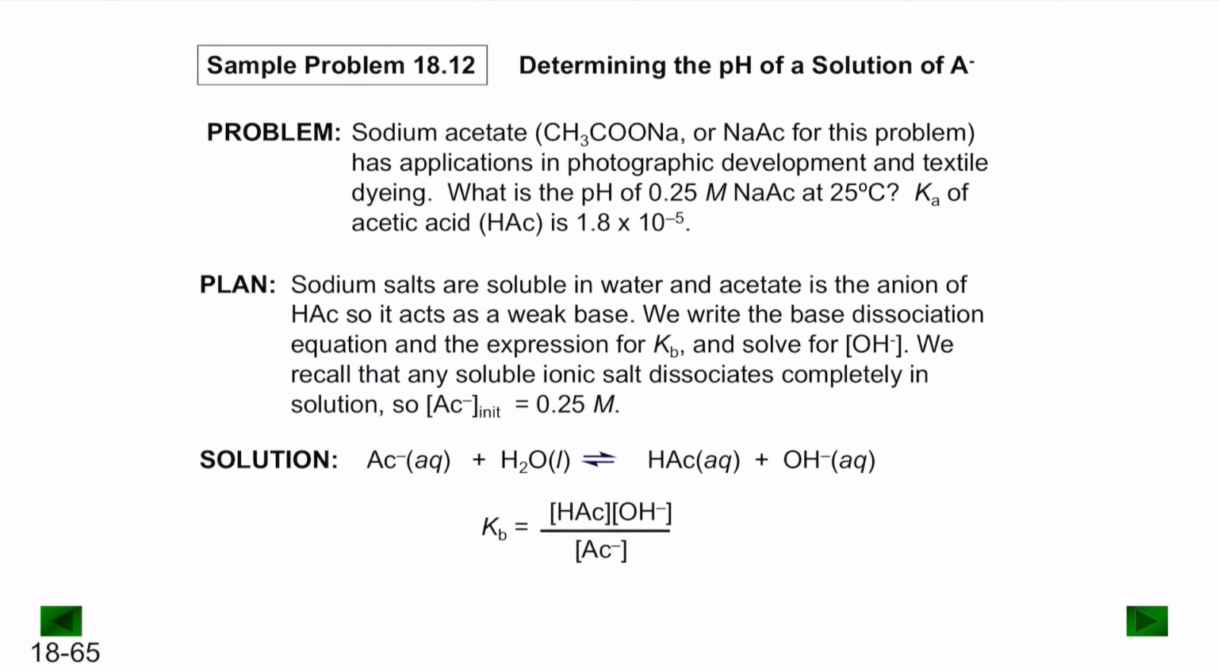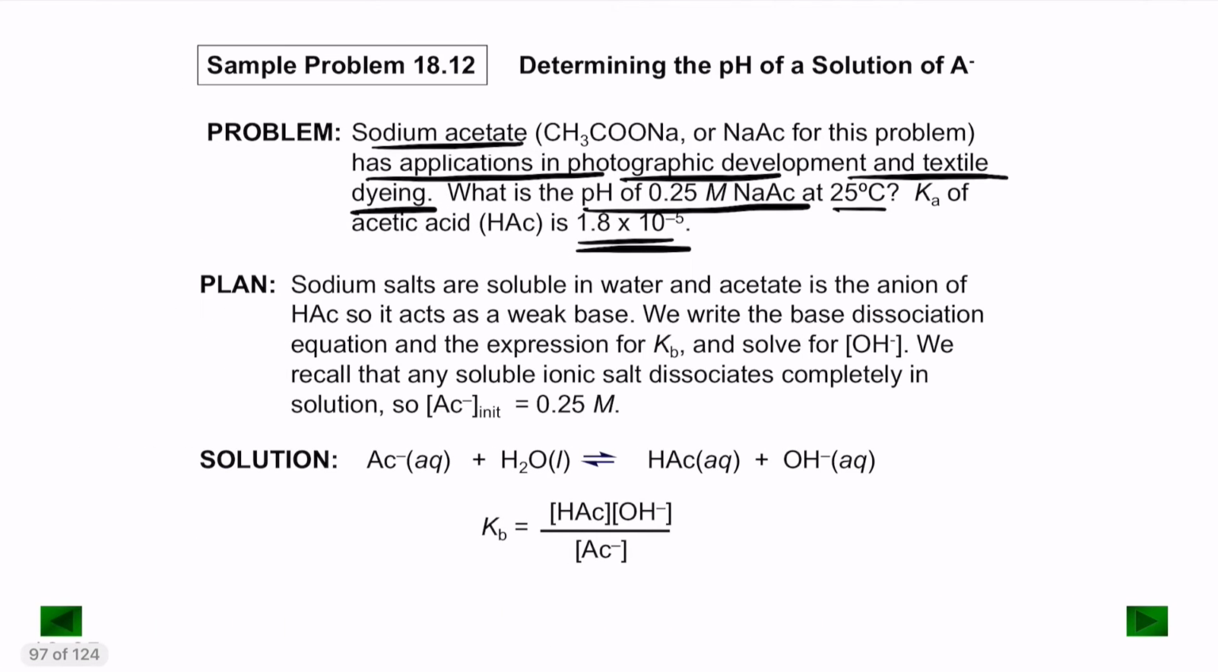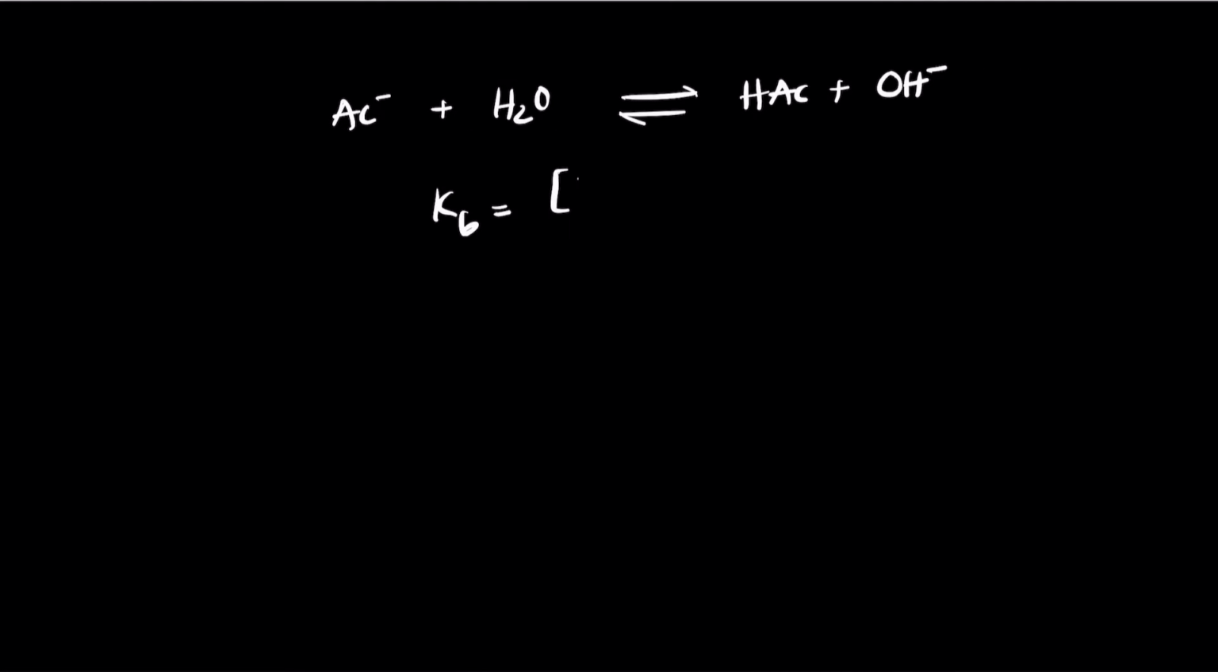So let's take an example. Sodium acetate has applications in photographic development and textile dyeing. What is the pH of 0.25 M NaAc at 25 degrees centigrade? And Ka of acetic acid is 1.8 times 10 to the power negative 5. So the equation becomes Ac minus plus H2O becomes HAc plus OH minus. From this we can write the formula for Kb, which becomes HAc times OH minus over Ac minus.